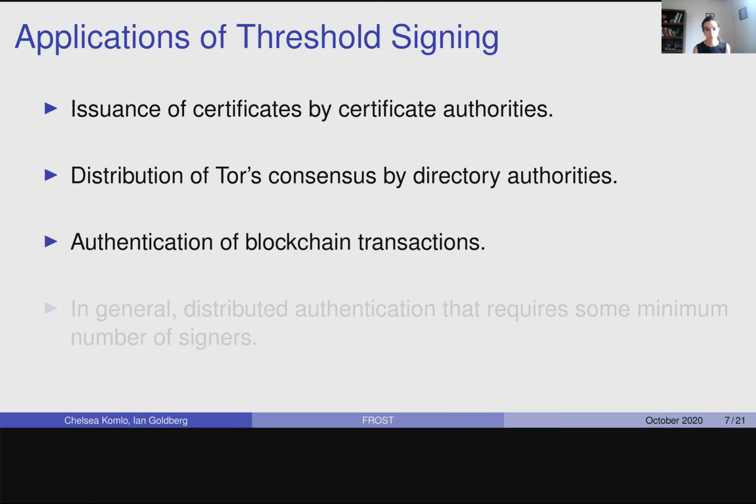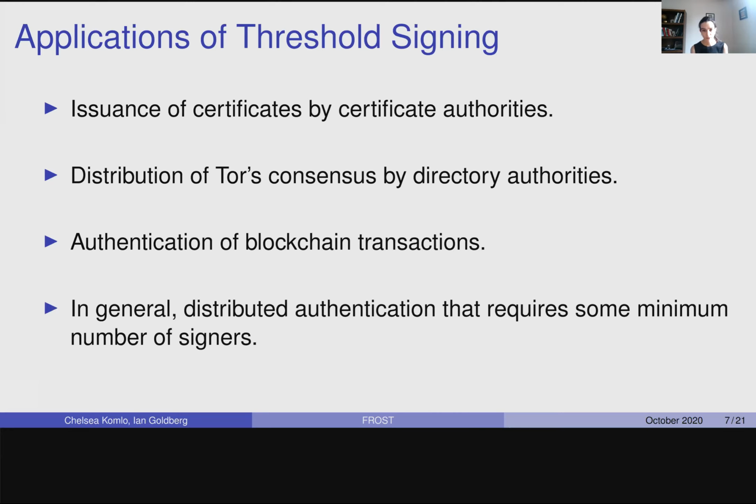Another really hot topic right now is signing financial transactions in blockchain settings. So in order to release funds, you might need some T signers in order to spend funds. And in general, this distributed authentication of threshold signing is attractive when some minimum number of signers is required to do something. So if you want to verify some signature, it's nice when you can say, oh, not just one entity has signed this, but some cohort.